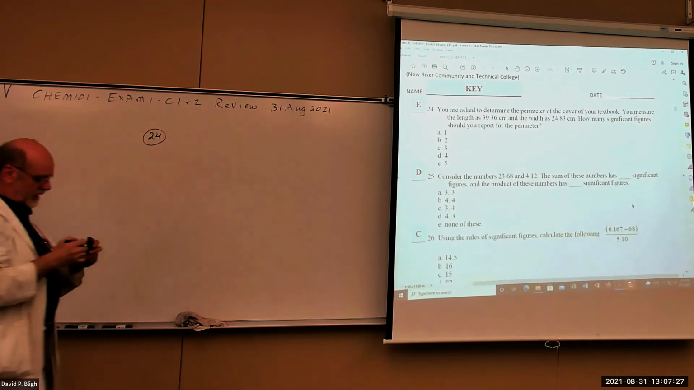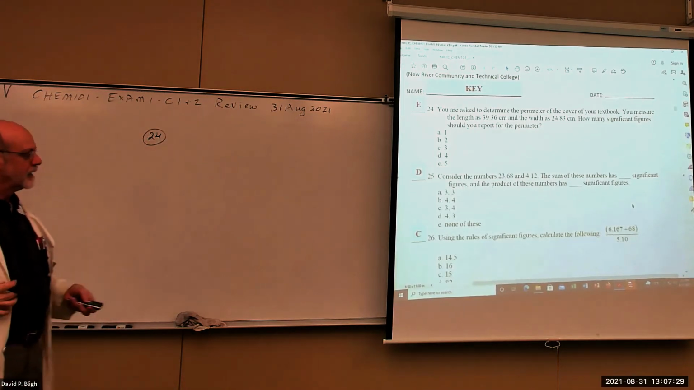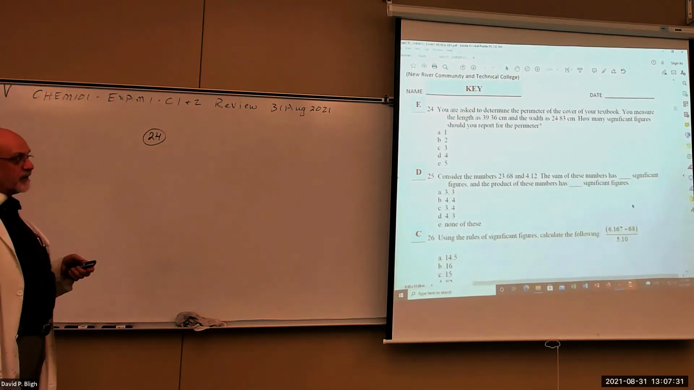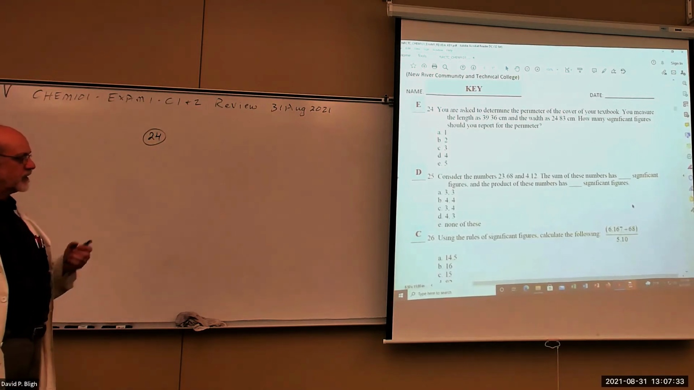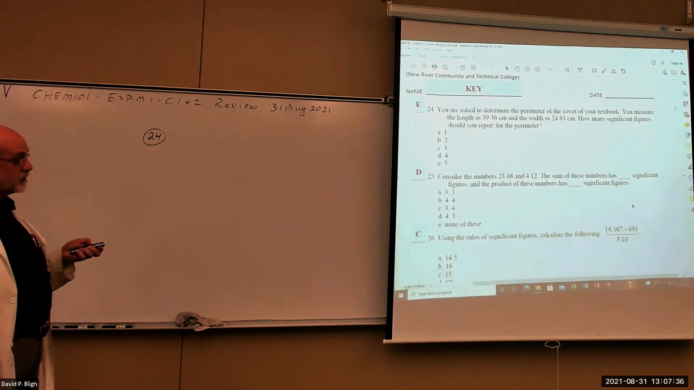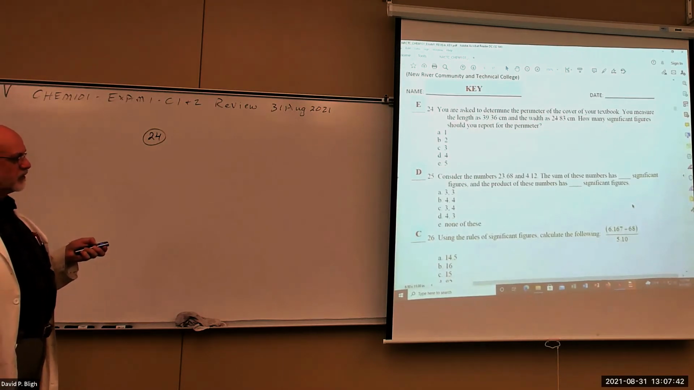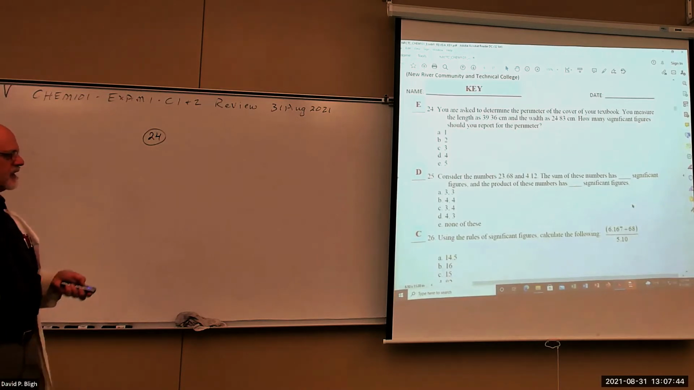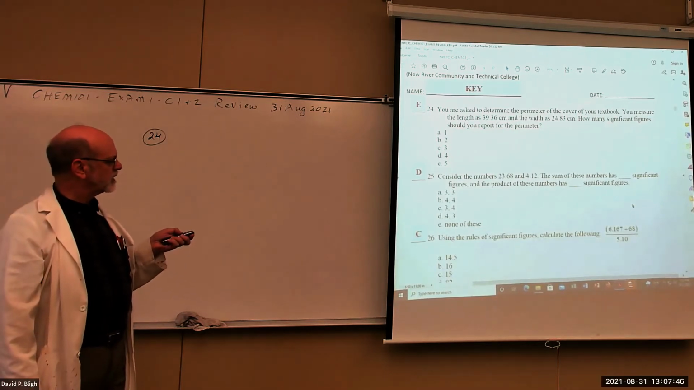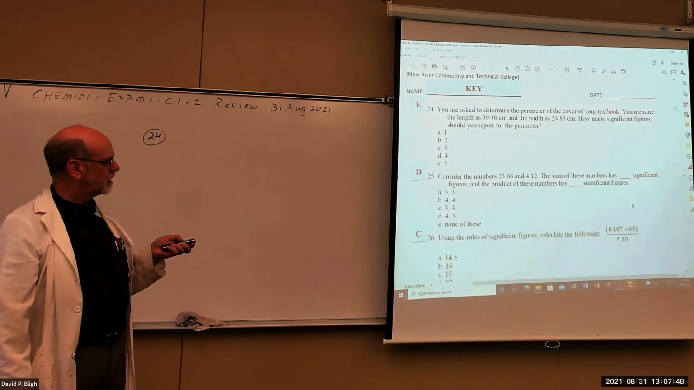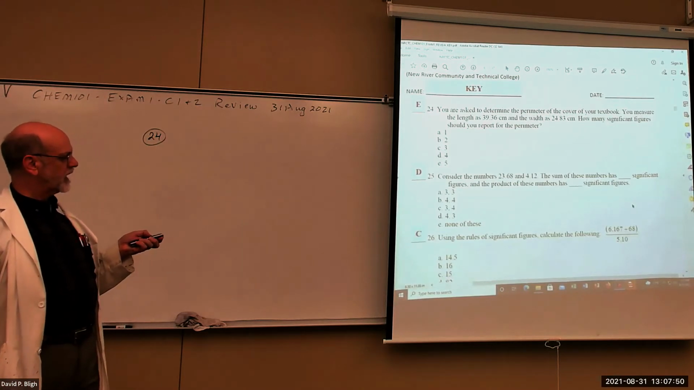Word problems. Everybody loves word problems, right? You're asked to determine the perimeter of the cover of your textbook. You measure the length at 39.36 centimeters and the width at 24.83 centimeters. How many significant figures should you report for the perimeter? This is the perimeter of your textbook. 39 centimeters.